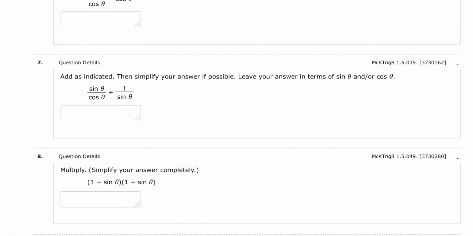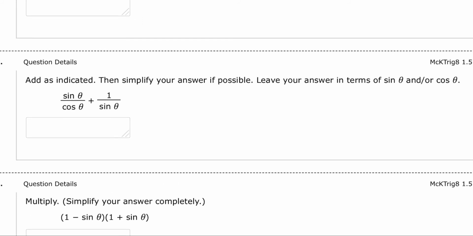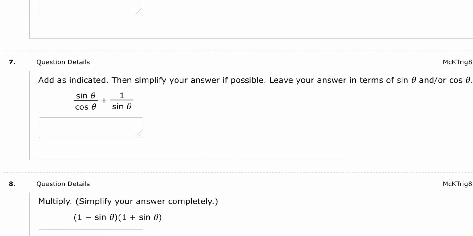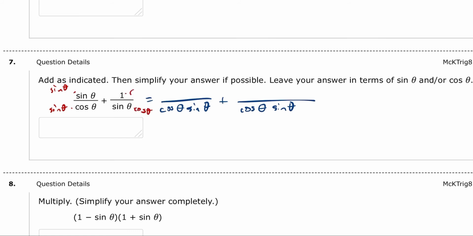So we do not have a common denominator in this case. Our common denominator will be cosine theta sine theta. For this first fraction, we're missing a sine, so multiply top and bottom by sine theta. For the second fraction, we're missing a cosine, so multiply top and bottom of that fraction by cosine theta.